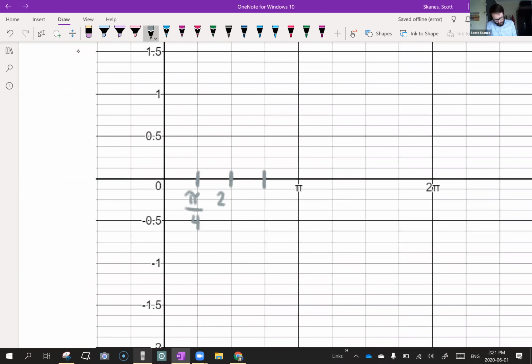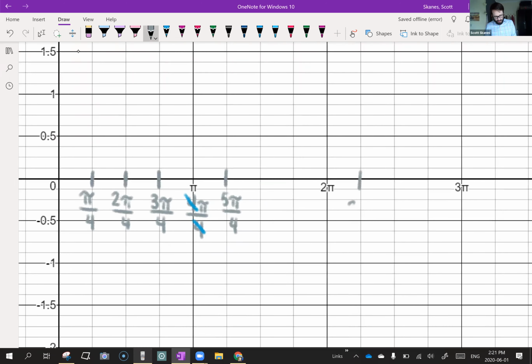This would be 2 pi over 4. This would be 3 pi over 4. This actually would be 4 pi over 4, but we would cancel that, so we just call it pi. The next one's 5 pi over 4. I'm going to just write in ones that I know we're going to need. 5 pi over 4. Over here is 9 pi over 4.